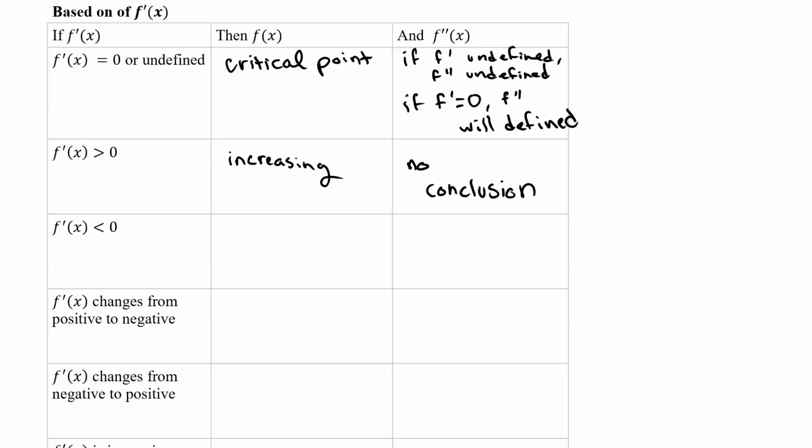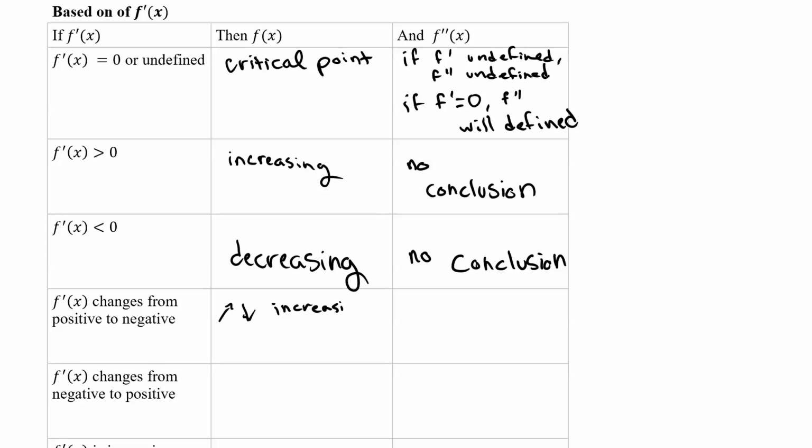F prime is less than 0. We are decreasing on our original graph. And that doesn't give us enough information to conclude anything about our second derivative. Our first derivative changes from positive to negative. So if we go from increasing to decreasing, that's going to give us a relative max.